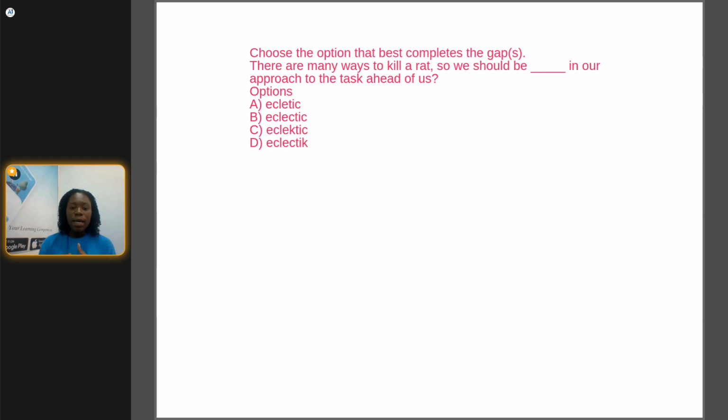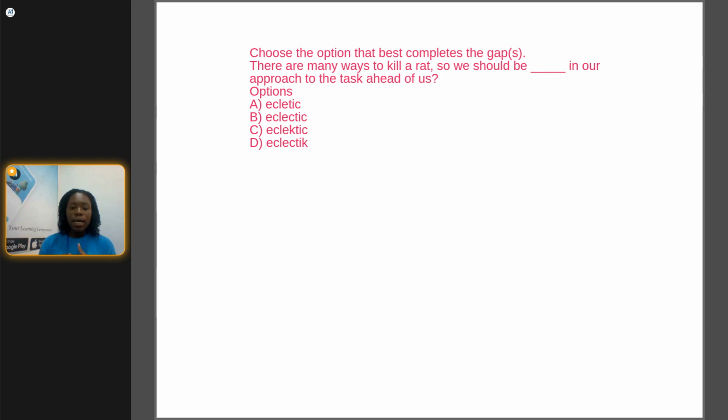So we have four options. It sounds like the same thing, but we need just one appropriate answer, eclectic. So which of them is correct? To determine the correct spelling, you need to break it down into syllables, just like we mentioned. So for all of the options, you have to break them down.